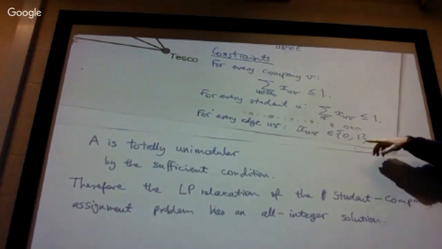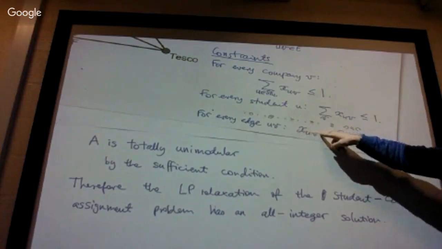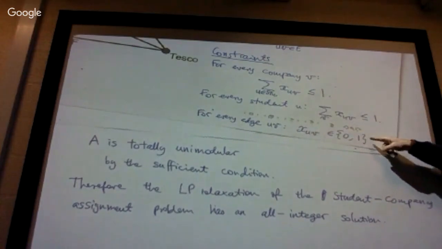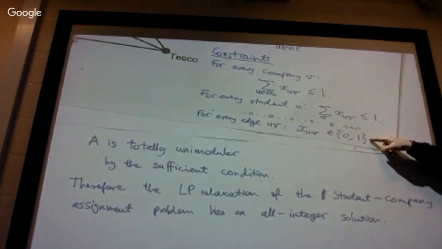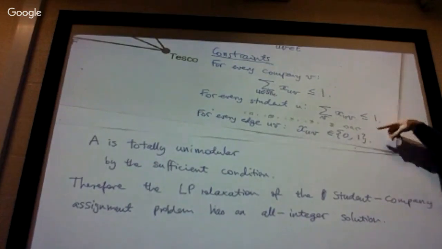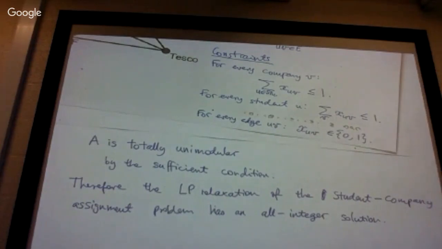So these are actually not needed. Instead of saying that they're all binary, you could say that they're all integer, and you'll get exactly the same thing. So I've not been cheating really.